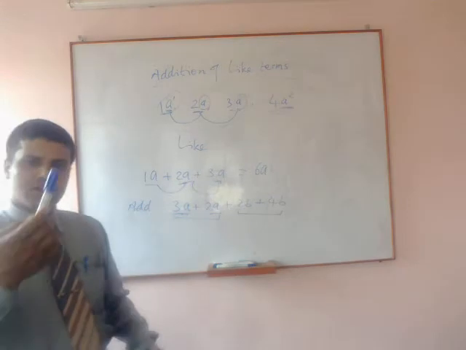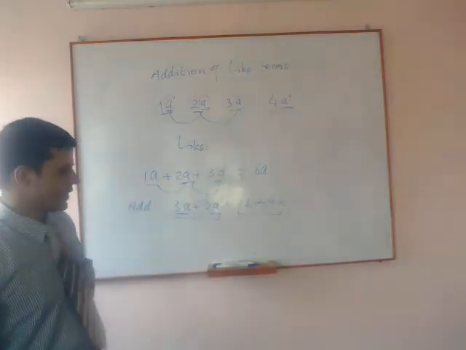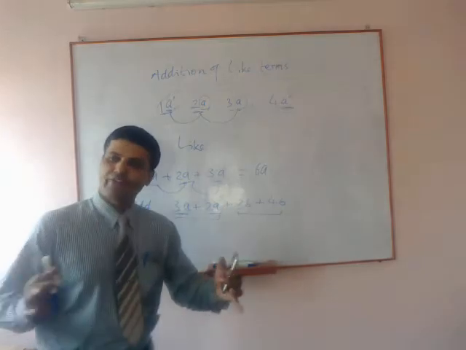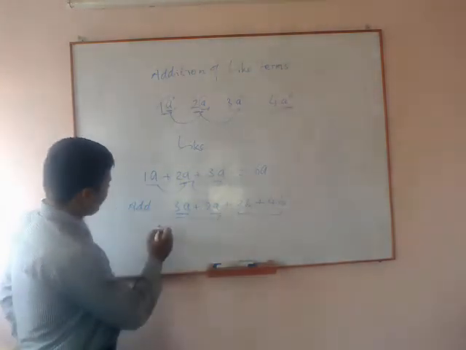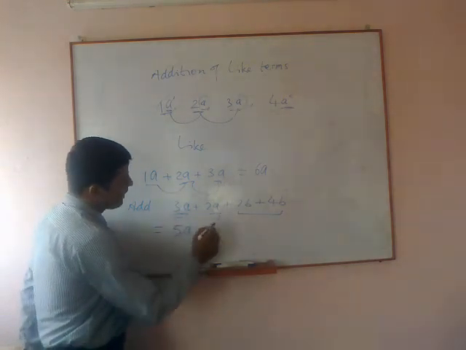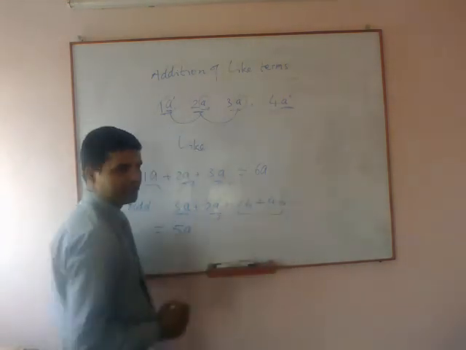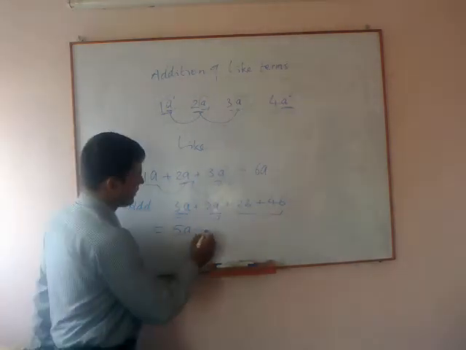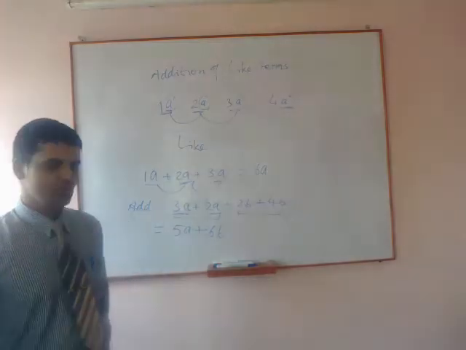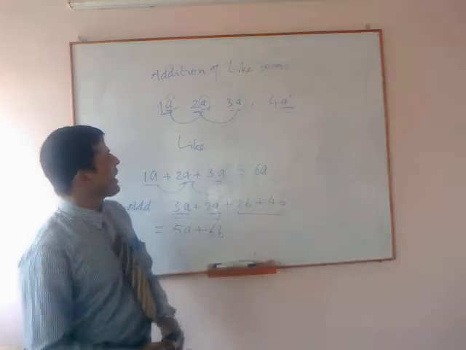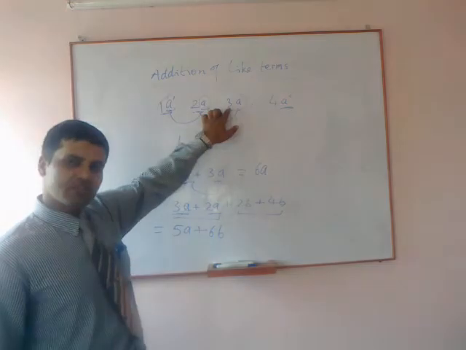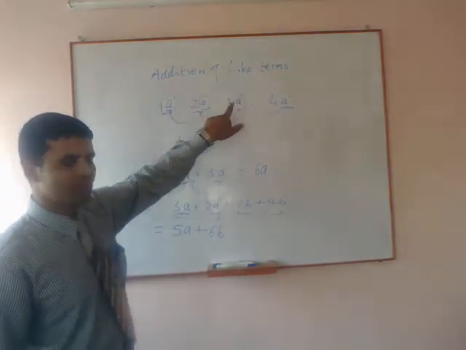It will be the same as adding the number of markers and the number of copies. They are different things, we cannot add them. So 3a plus 2a is 5a, and here 2b plus 4b, total b equals 6b. That's the answer. So the rule to add like terms is simply add the coefficients and keep the variable the same.